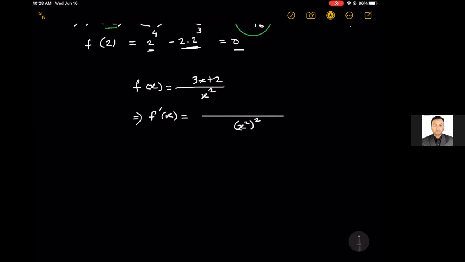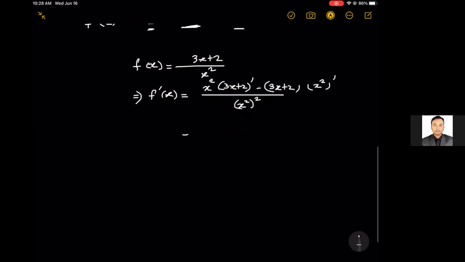And if you keep the denominator, find the derivative of the numerator, minus keep the numerator and find the derivative of the denominator, right? I'm just writing the formula for it. And if I simplify it, it will be x to the 4th. And the derivative of 3x plus 2, anyone? What's the derivative of 3x plus 2?